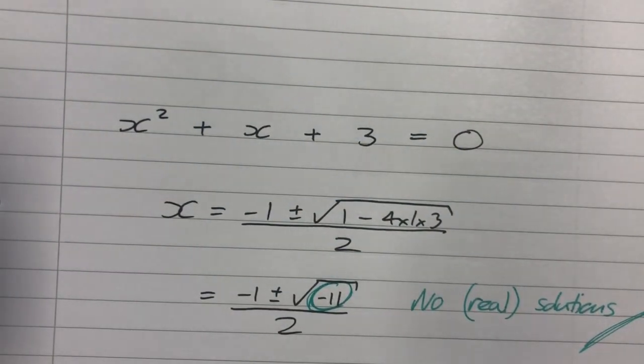My next video will be analysing the discriminant in a little bit more detail. So that's b squared minus 4ac.